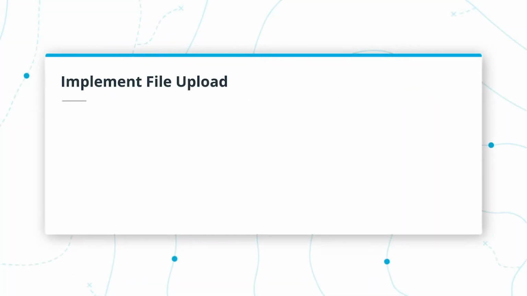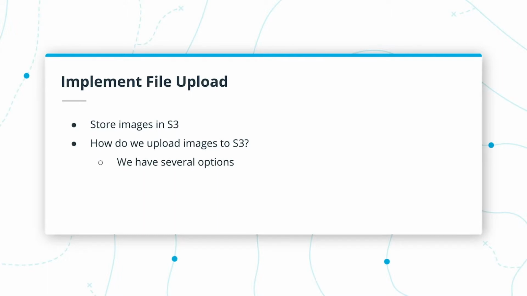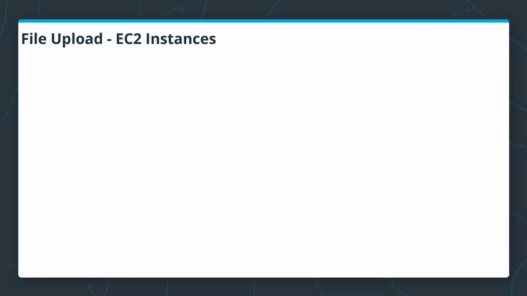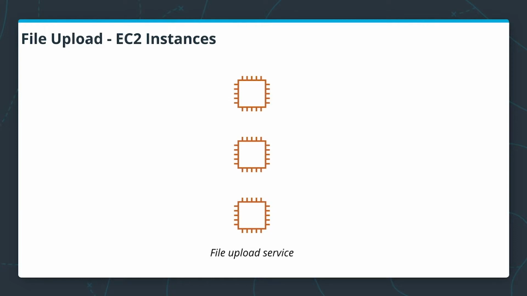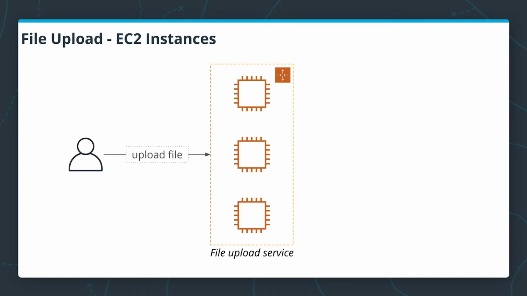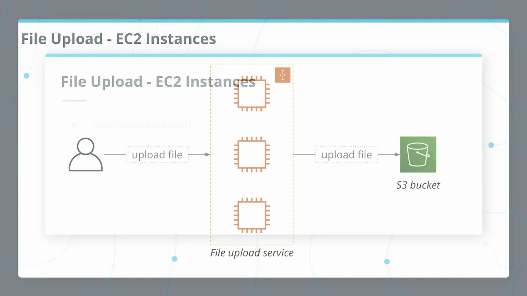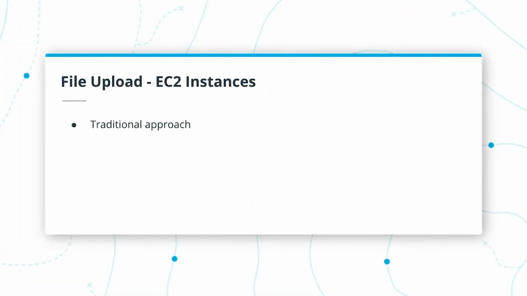In our application, we will store all images in S3. But how are we going to upload images to S3? Well, we have several options. If we were using a classical approach, we would probably have a number of EC2 instances that together will form a file upload service. And those instances will be in an autoscaling group, so their number could be increased or decreased depending on current load. Now, a user would interact with this service probably through a load balancer, and those instances will upload files sent to them to S3. Well, this would be a traditional approach, of course.